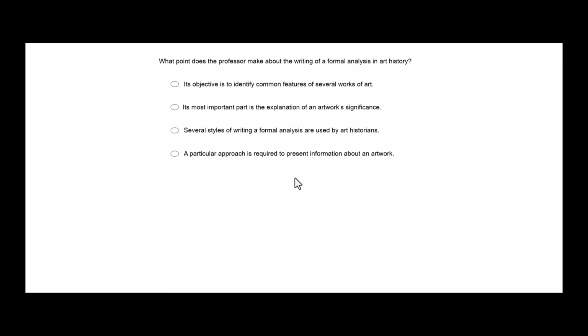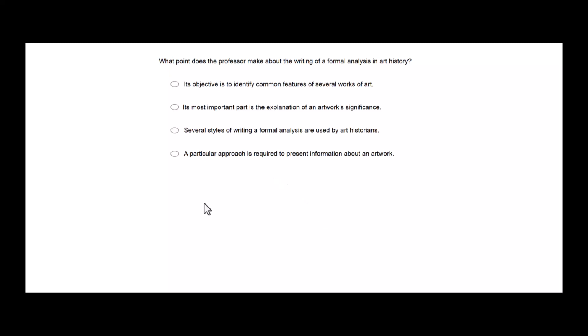No. Each student has chosen a specific artwork, and they just write about their chosen artwork, and they don't want to discuss the common features of several artworks. No, each student has just one piece of art to discuss, to write about. So this option is clearly rejected.